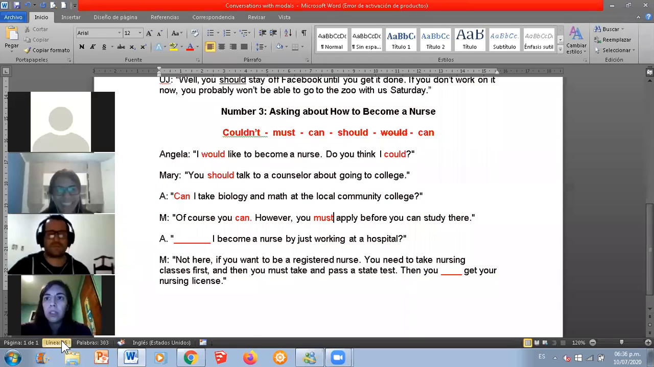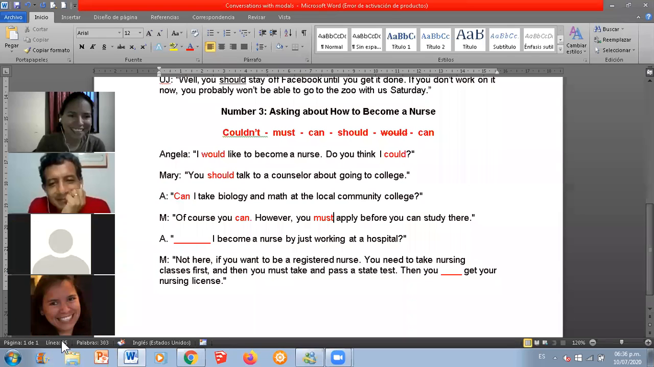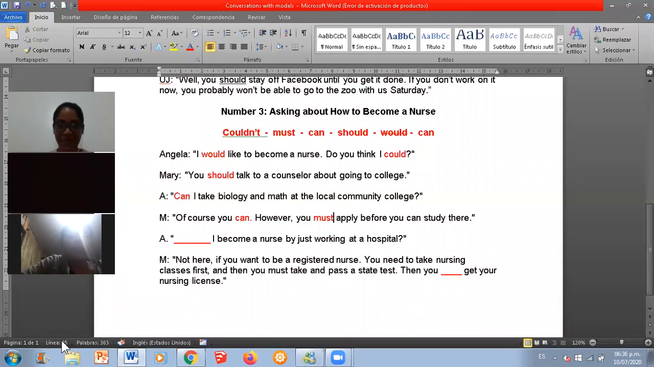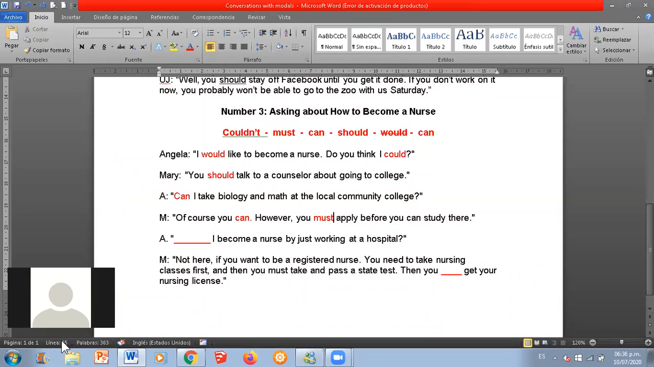¿Quién está hablando? Se silenció, no lo encuentro. Bueno, creo que ya se silenció.